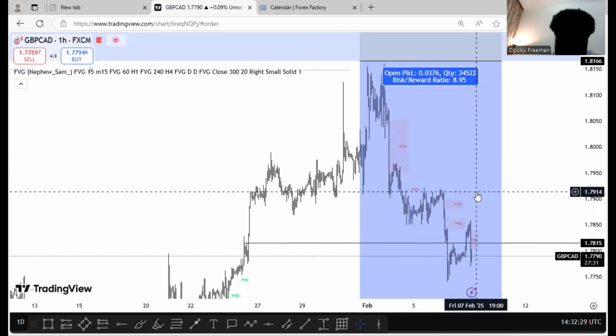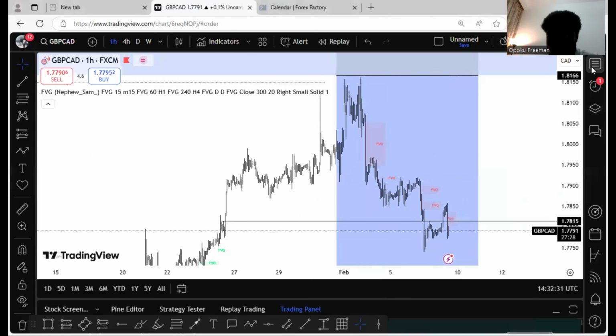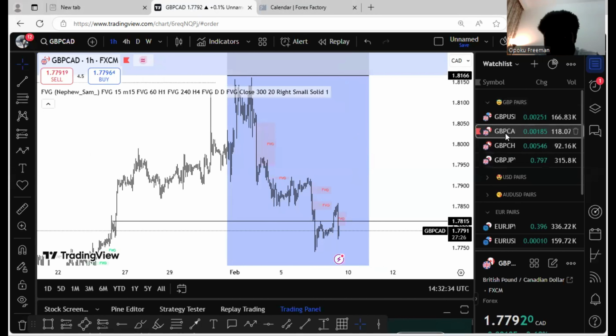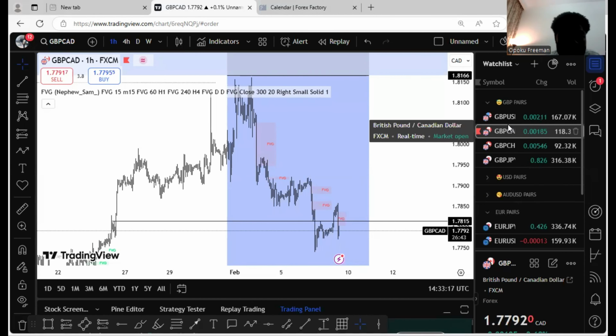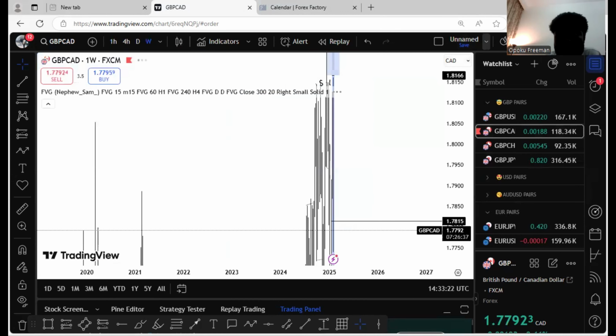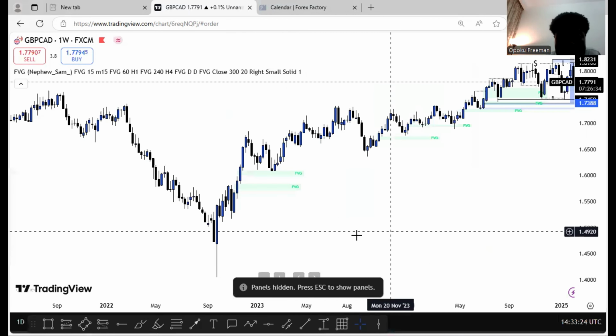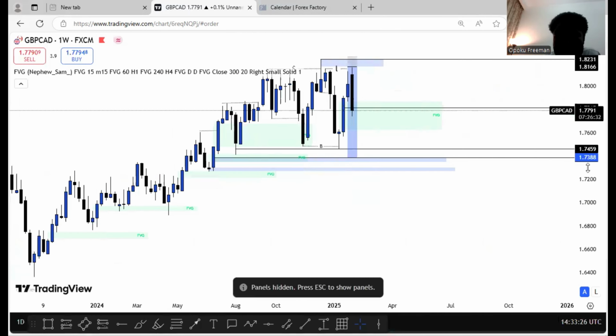In the VIP, I share 3 setups which include GBP JPY, GBP CAD, EUR USD, and BTC USD. So I'm starting with GBP CAD, with the concept I use, the reason behind how I trade, the rationale behind how I trade.